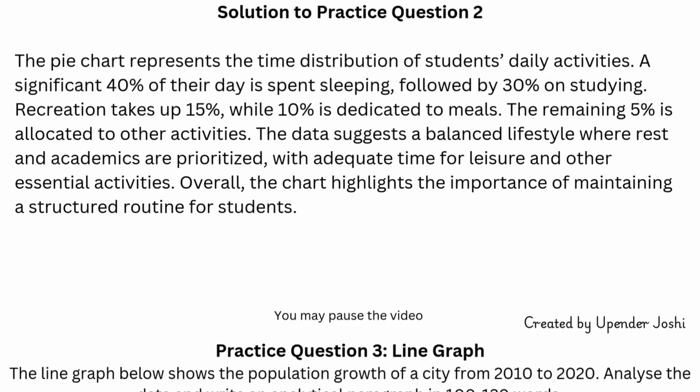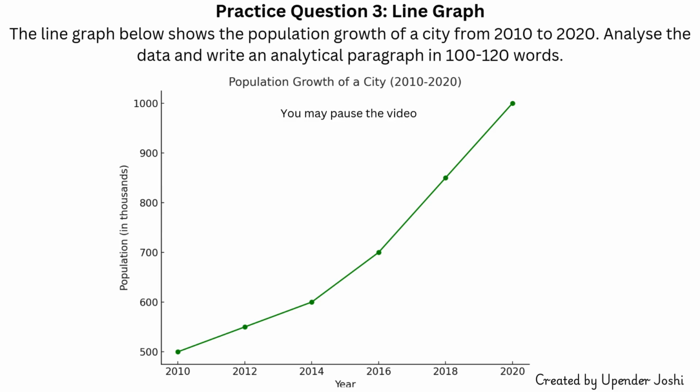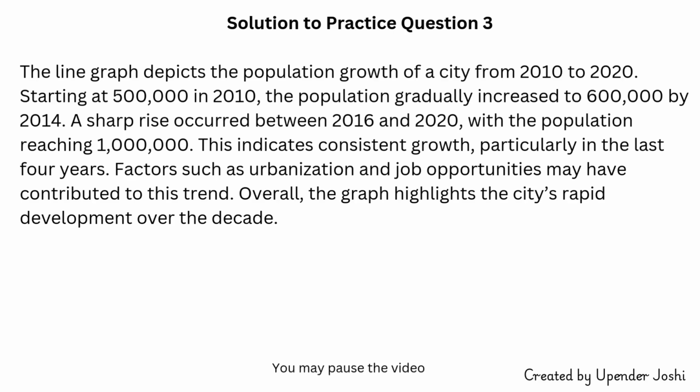Here's another practice question. The line graph below shows the population growth of a city from 2010 to 2020. Analyze the data and write an analytical paragraph in 100 to 120 words. Pause the video and try writing your answer. You should take maximum 10 minutes to complete the task. As you resume the video, you will find its solution.